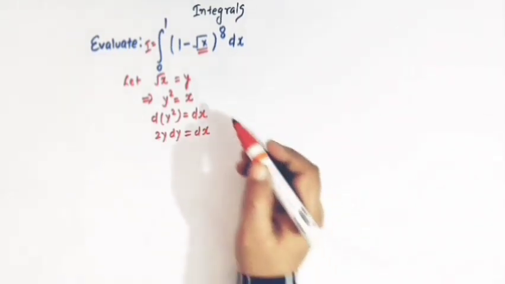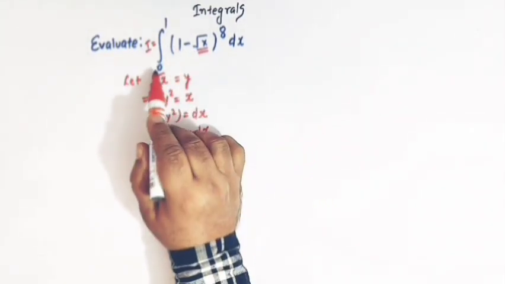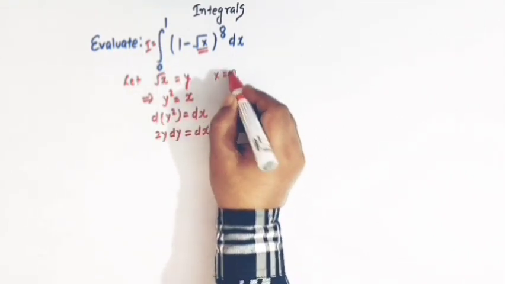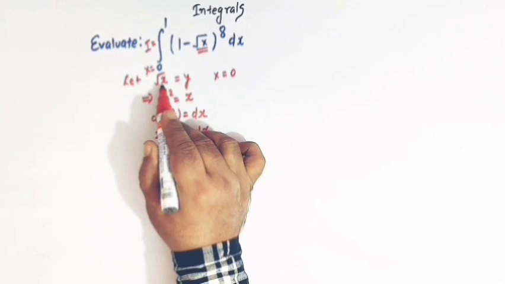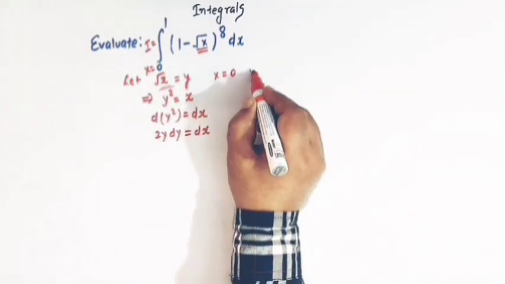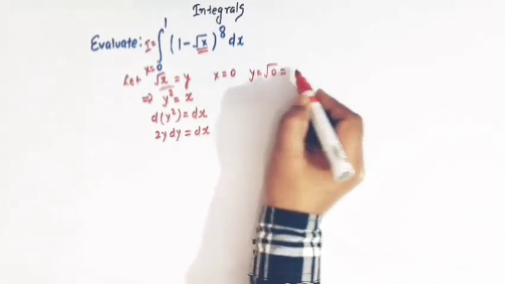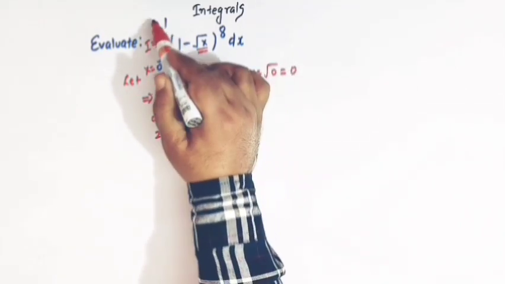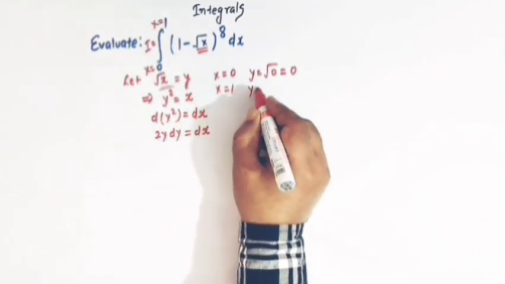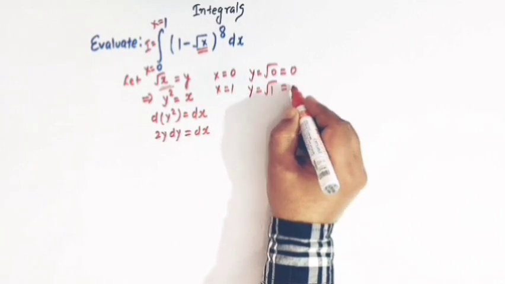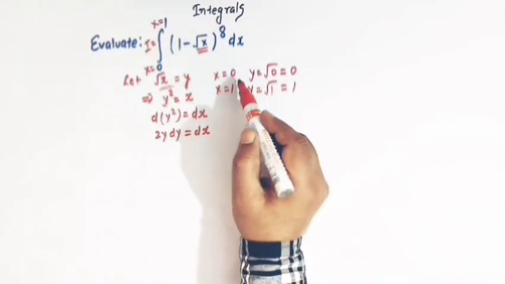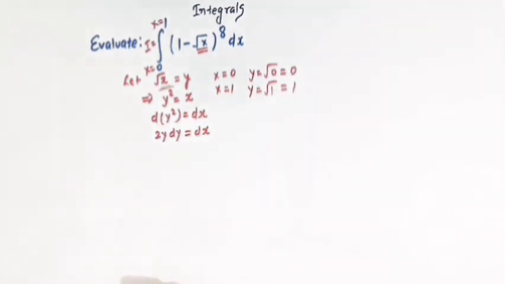Now let us change the limits, right? So here x varies from 0 to 1. So when x is 0, then the value of y can be calculated from this relation. So y is equal to square root of 0, that is equal to 0. And when x is equal to 1, then the value of y is square root of 1, that is simply 1, right? So when x goes from 0 to 1, then y goes from 0 to 1.